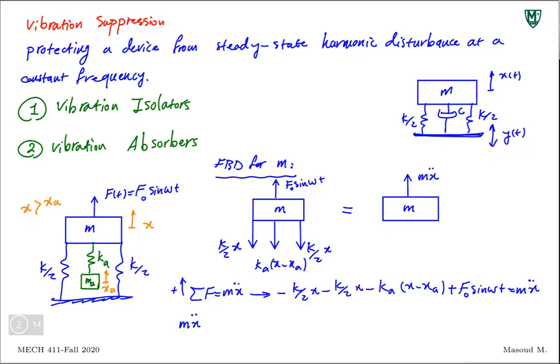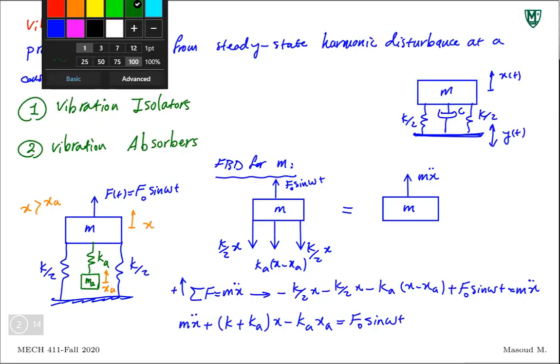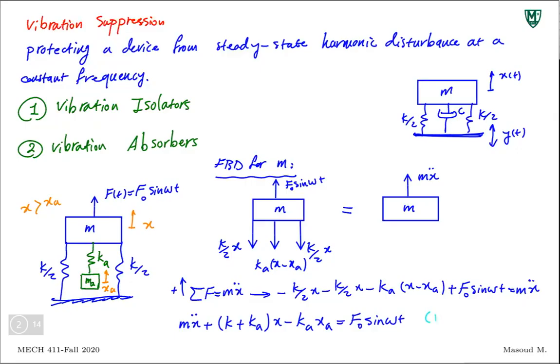Let's take these to the other side, plus K plus Ka x minus Ka xa is equal to F naught sine omega t. That would be my first equation. This was for M. Now let's take a look at the second degree of freedom, which is xa.